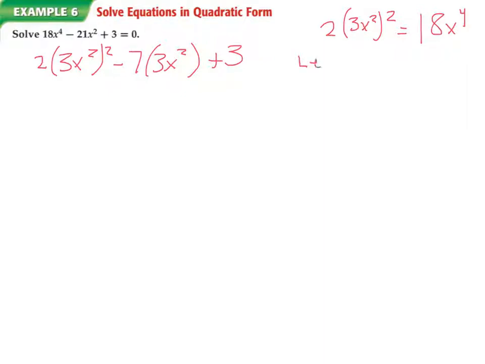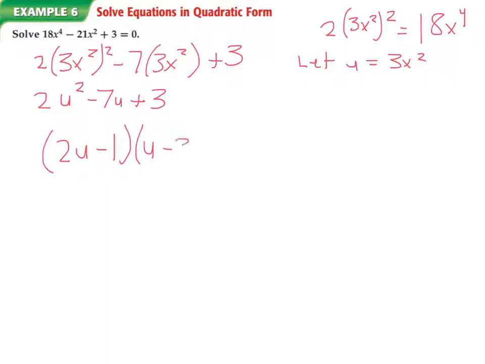And now we're going to let u equal 3x squared. And if we do that, we're going to just plug in a u anywhere we see a 3x squared. So we have 2u squared minus 7u plus 3. And now you can see how this is going to be a lot easier for us to work with because now we can actually factor this. So if we go ahead and factor, we're going to have 2u minus 1 times u minus 3.